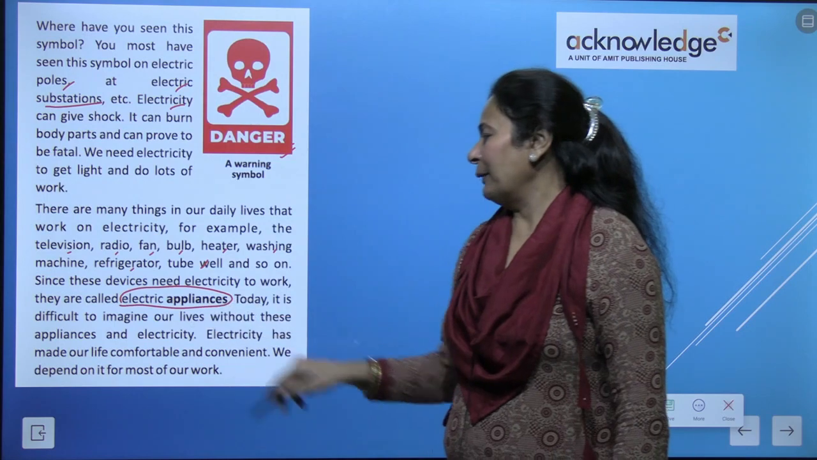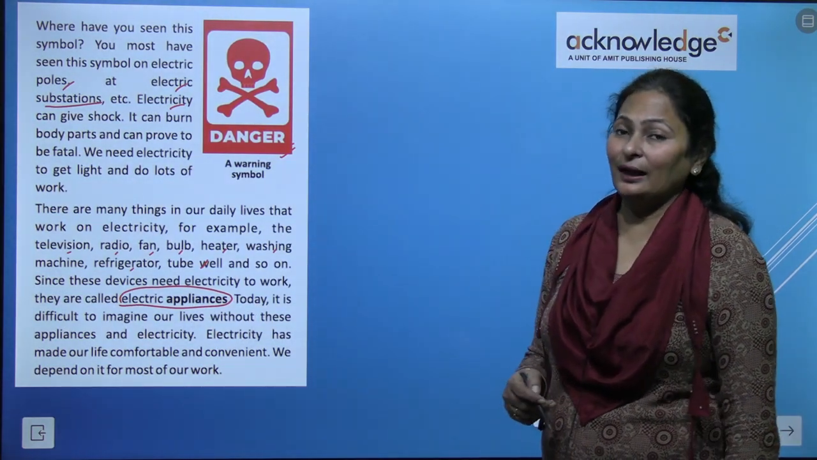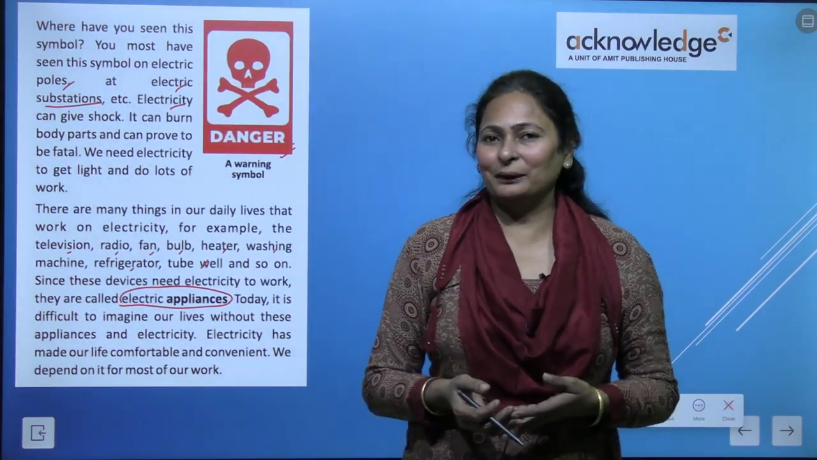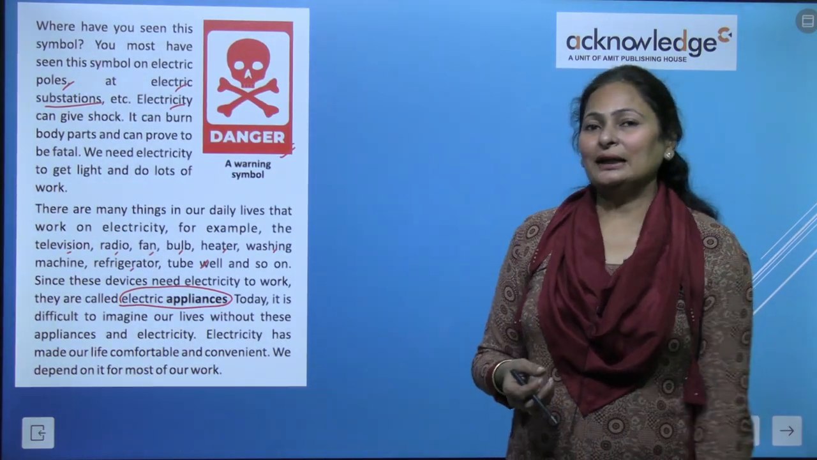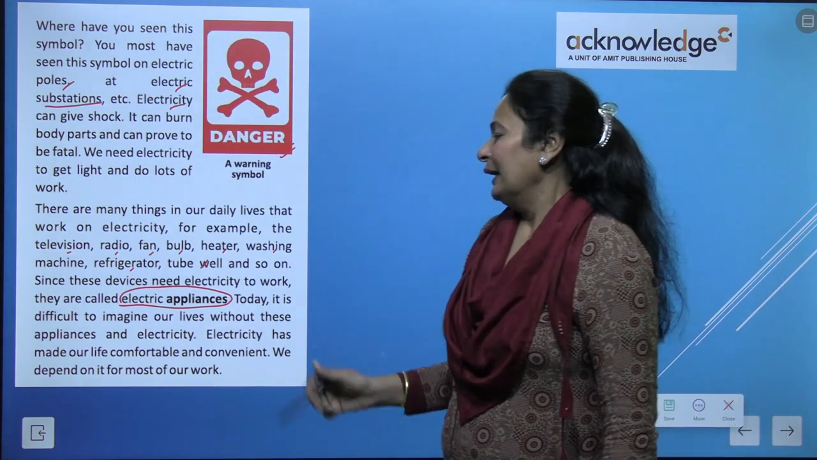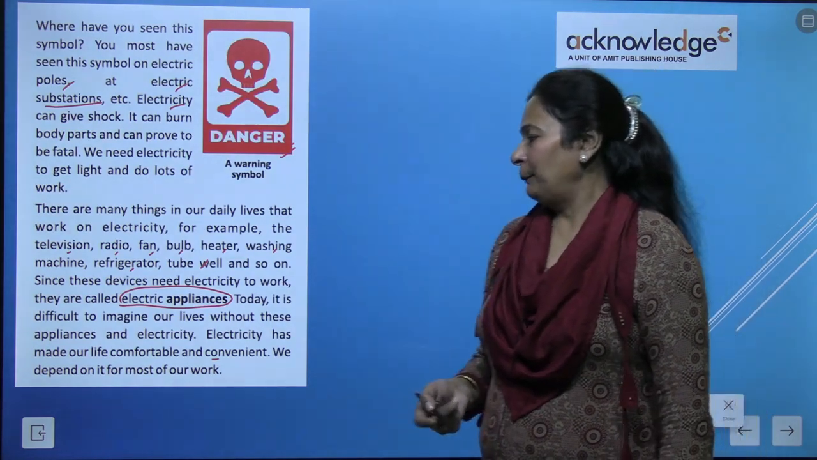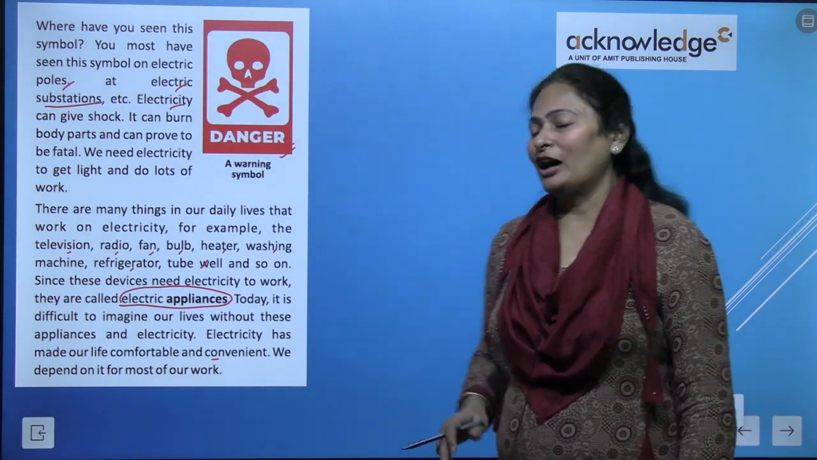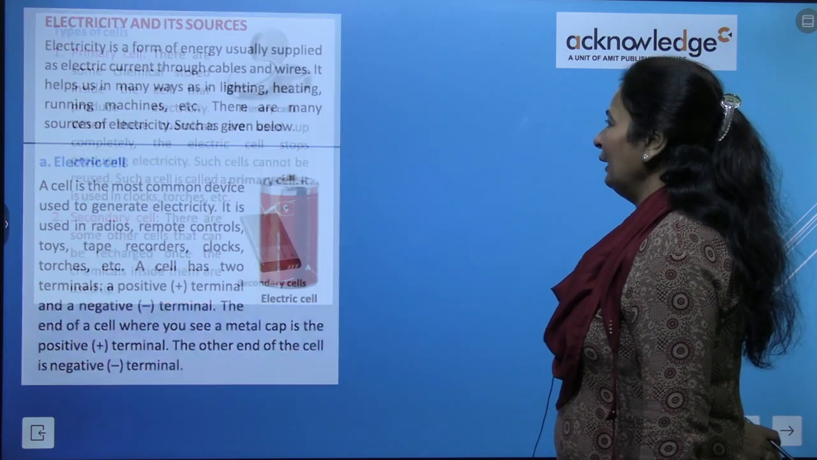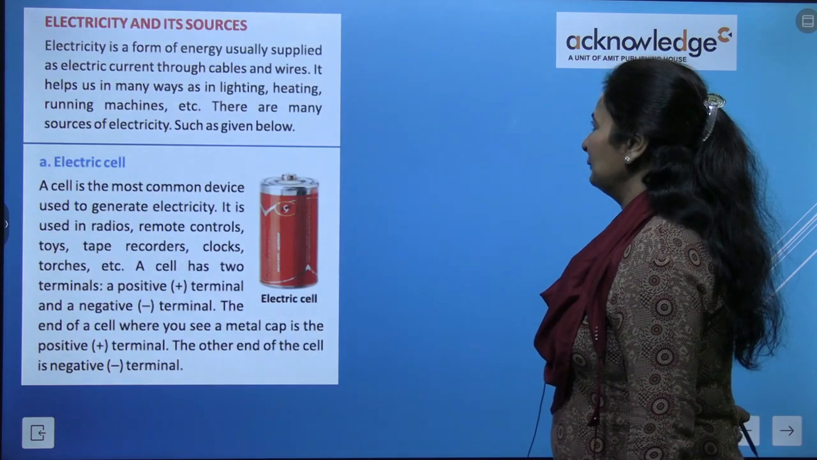Today it is difficult to imagine our lives without these appliances and electricity. If electricity is not there, तो कोई फायदा नहीं है इतने सारे appliances रखने का घर पर, right? So it runs on the electricity. So you can say electricity is a fuel for these appliances. Electricity has made our life comfortable and convenient. We depend on it for most of our work. So electricity is very important nowadays for our convenience.